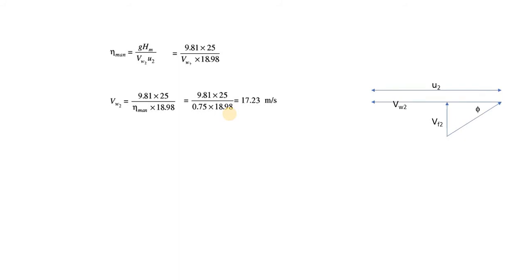Now let's go to the outlet velocity triangle. In the outlet velocity triangle, from this right angle triangle, we know the value of U2, VW2 and VF2. So easily I can calculate this edge, and this edge is U2 minus VW2, and this is VF2, and easily one can go with the trigonometric ratio tan phi. So tan phi is VF2 divided by U2 minus VW2, and if you take the inverse, tan inverse, one can directly get the value of phi.